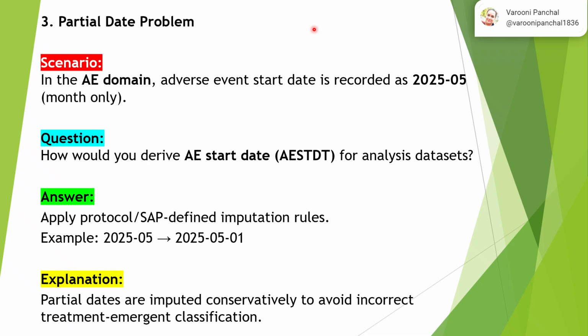Number 3, partial date problem. Scenario. In the AE domain, adverse event start date is recorded as 2025-05, month only. Question. How would you derive AE start date for analysis datasets? You can apply protocol or SAP defined imputation rules if it is mentioned in protocol and SAP, and you can simply assign 01. In some studies they use 15 or they use month end date, which is 30 or 31st. So it depends on what rules are specified in protocol and SAP. Reason is, partial dates are imputed conservatively to avoid incorrect treatment emergent classification.